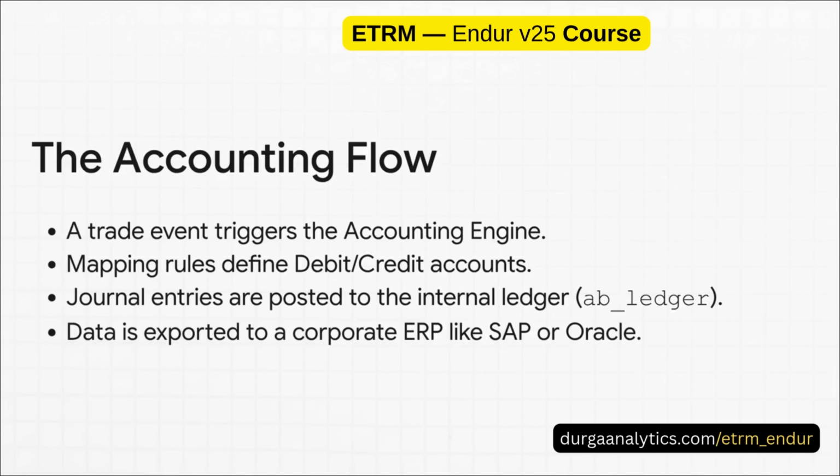So, when a settlement event happens, it triggers Endur's accounting engine. Now, the crucial point here is that this engine relies on a set of pre-configured mapping rules to know exactly which accounts to debit and which to credit. These entries get posted to Endur's internal ledger, the AB ledger table, before being shipped off to the company's main ERP system.